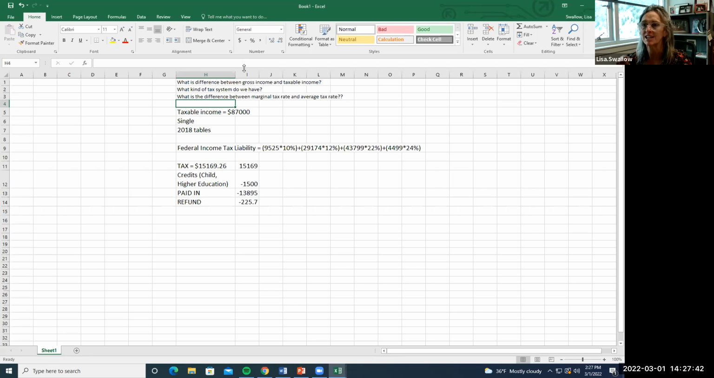Marginal tax rate identifies what the last dollar of taxable income, or TI, was taxed at. So my first 9,500 bucks was at 10%. My next 29 was at 12. My next 44 was at 22. My last little bit of earnings here was taxed at 24%. So my marginal tax rate is 24%.